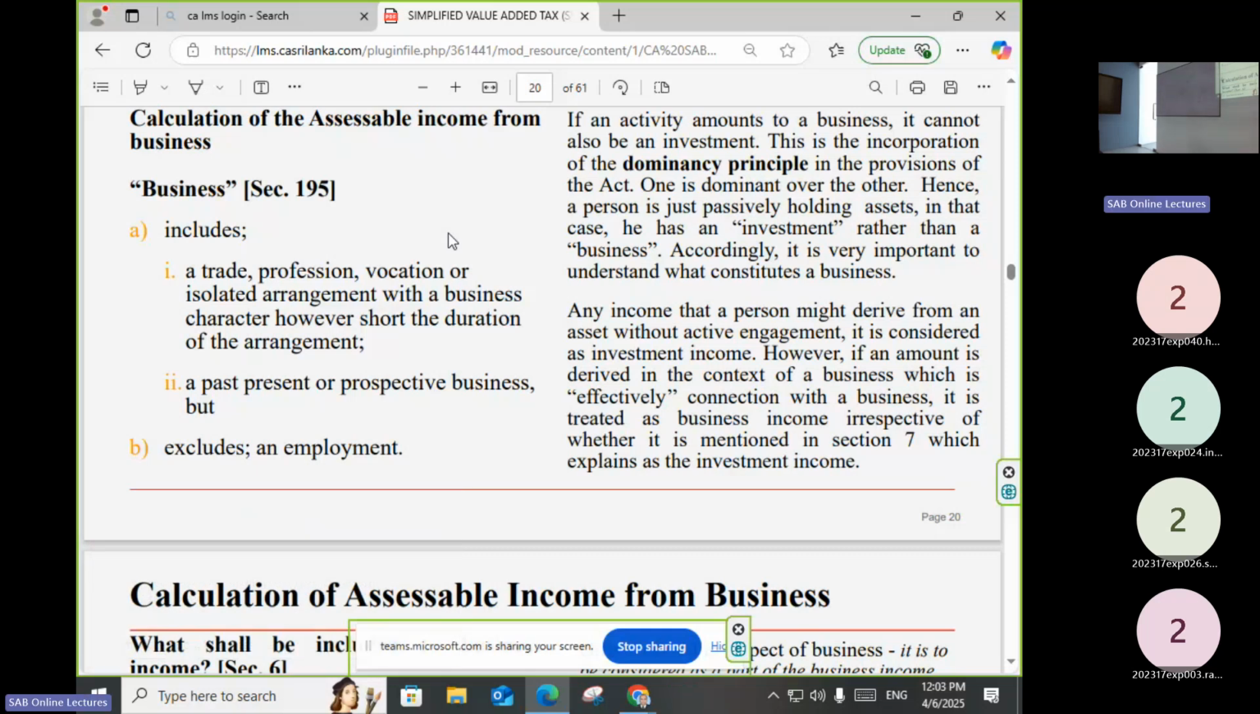I can give an example of employment and profession, say a doctor, the same example. A doctor could be working for a government hospital, the national hospital, and in the afternoon he is in a channeling center. So what is the employment income? What is the business income?